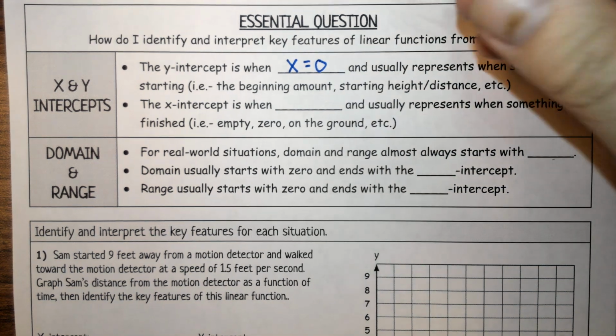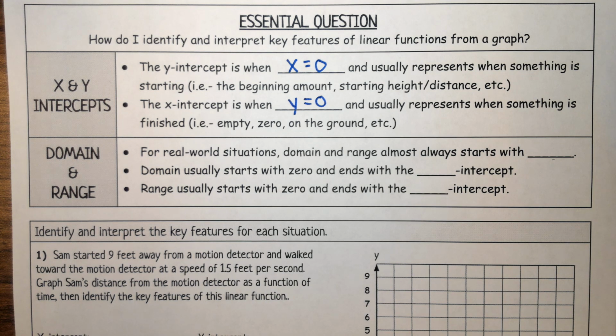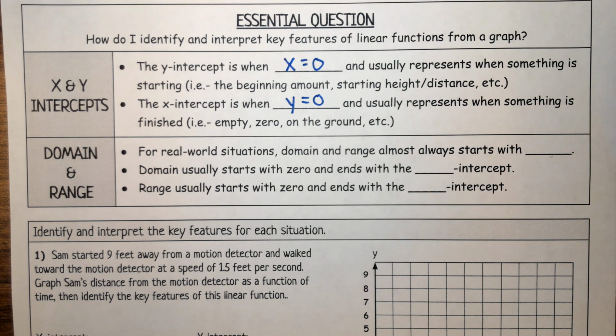Okay, the x-intercept is just the opposite. It is when y equals 0 and usually represents when something is finished. Not always, but finished, like it's empty. So if you're draining a pool, the x-intercept would be when the pool is out of water. When something's on the ground, so if you throw a football, your x-intercept would be when the football hits the ground, something like that. Again, it's not always, but usually that's what it's talking about when you have word problems.